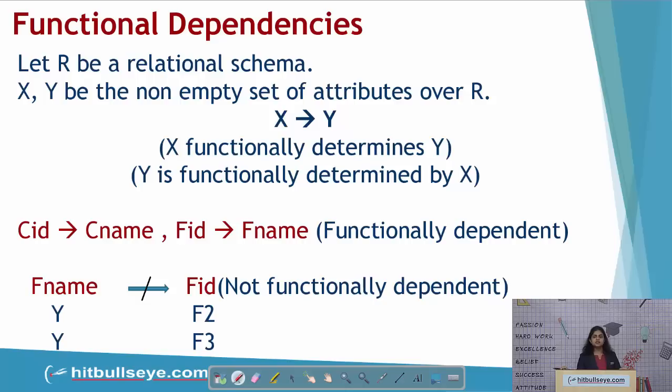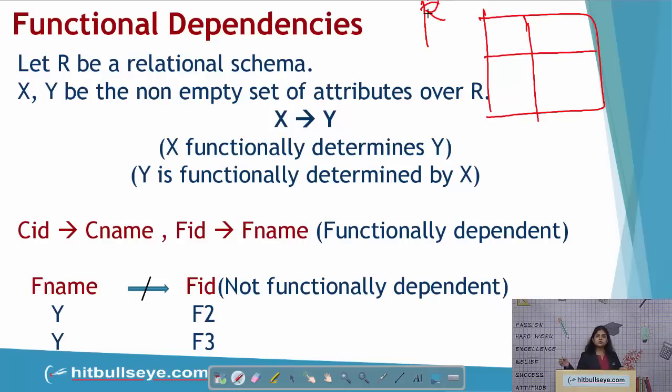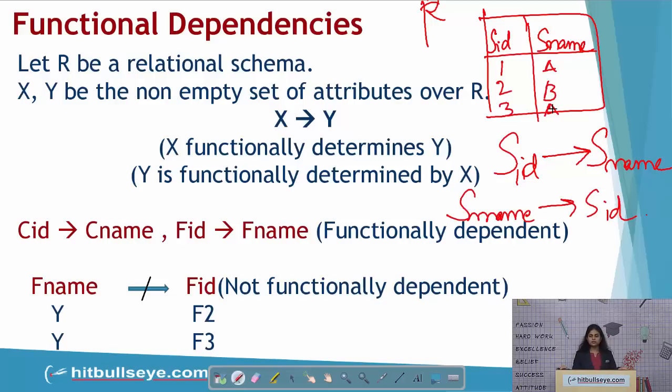Here, let me take an example where I have a relation R with two attributes, student ID and student name. Student ID functionally determines student name. Yes, it is true. If I know the student ID or the roll number of a student, I get to know the name of the student and which student is being referred to. But if I say that S name functionally determines S ID, this is not true.